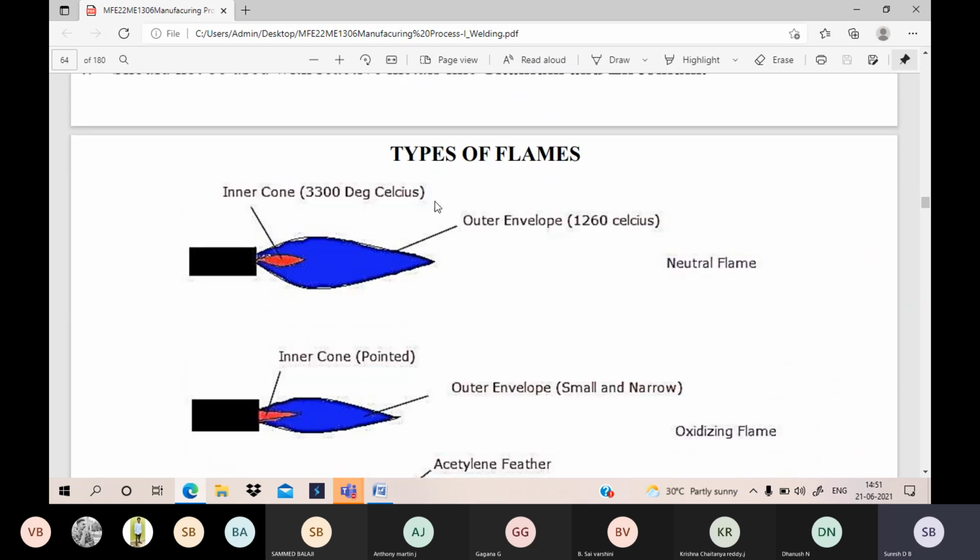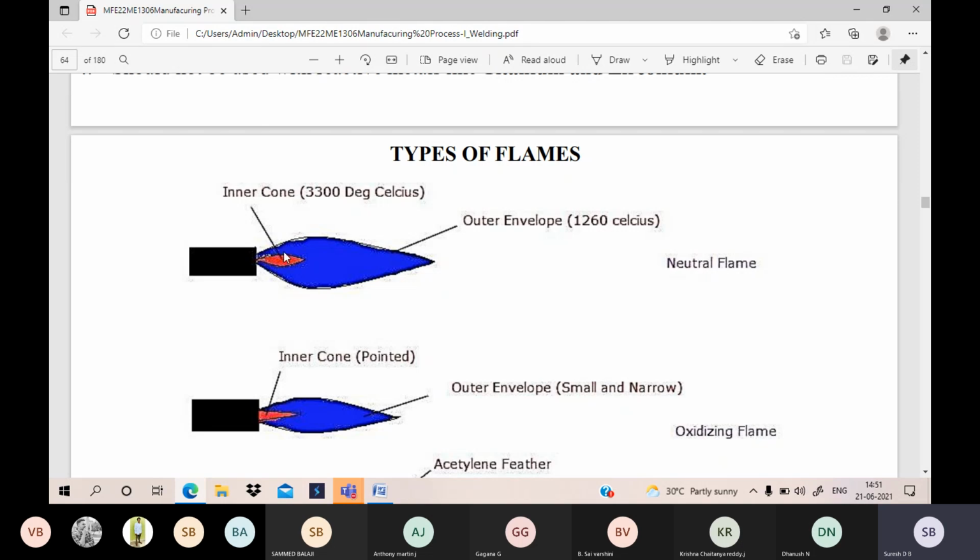In the neutral flame, see here, one color is red and one more color is blue. Two different colors are present in the neutral flame. Once the gas comes out from the nozzle tip, due to an external spark the gas is completely burned. That particular flame is called a neutral flame. Here the red color indicates the inner cone.